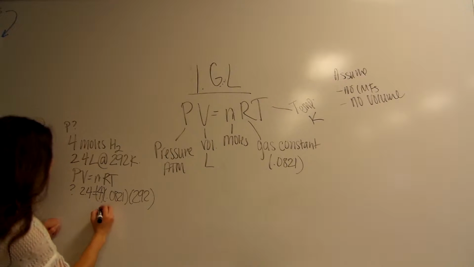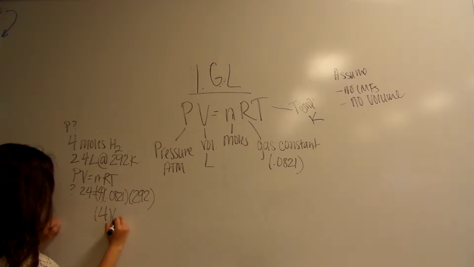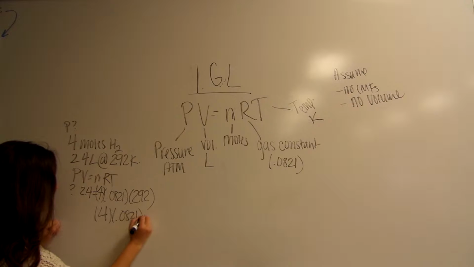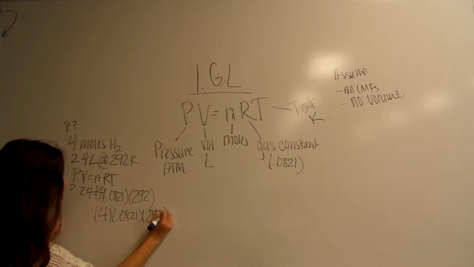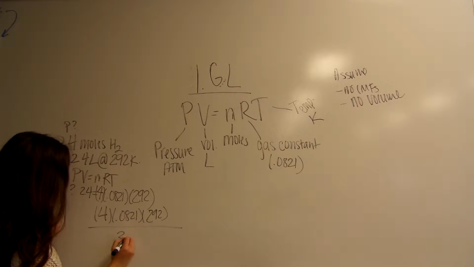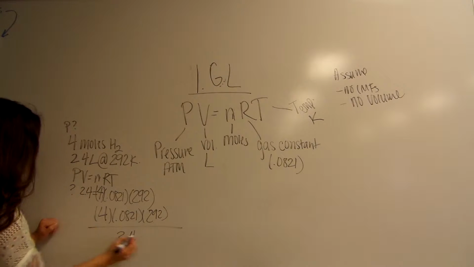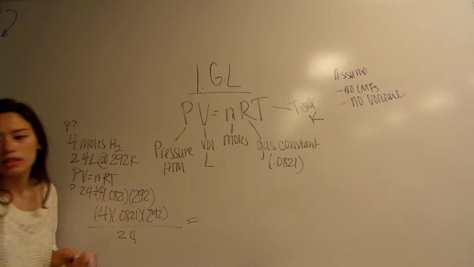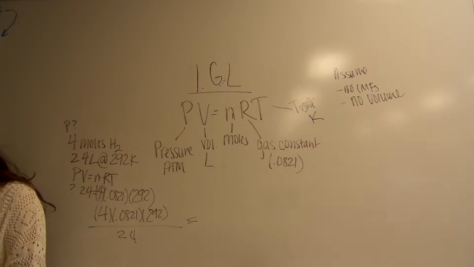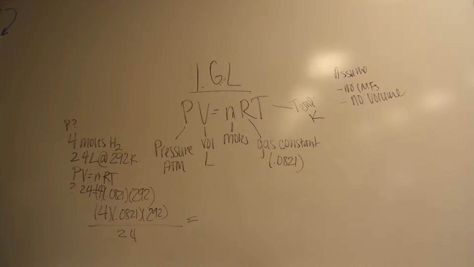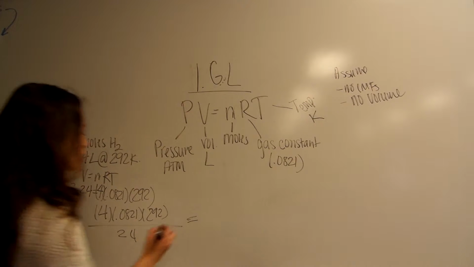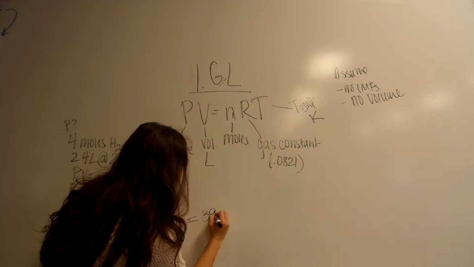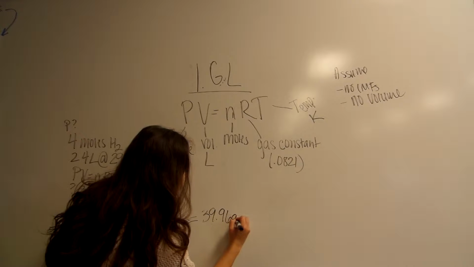And if we take 4 times 0.0821 times 292, divided by 2.4 for the volume, we get the pressure, which is 39.96 atm.